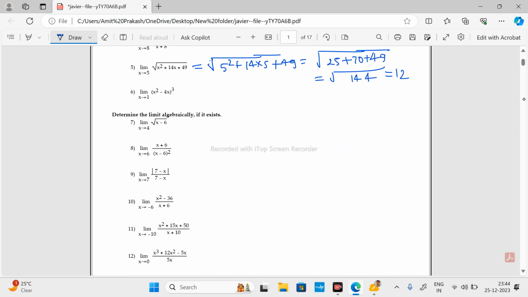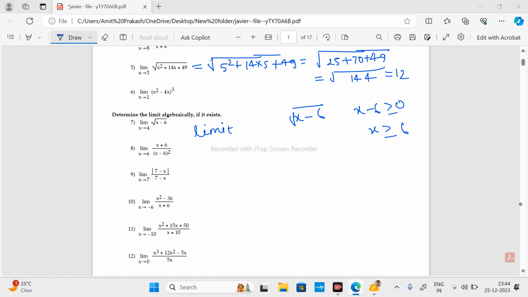The given problem is to determine the limit algebraically if it exists. We know that square root of x minus 6 is defined for x minus 6 greater than or equal to 0, that is x greater or equal to 6. But x tends to 4, and this function is not defined at x equals to 4, so the limit does not exist here.